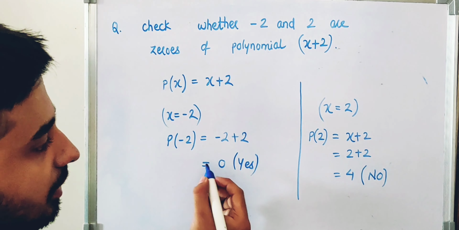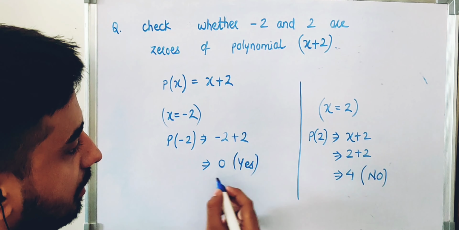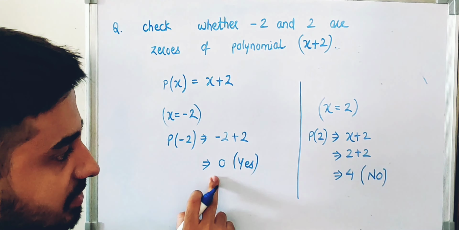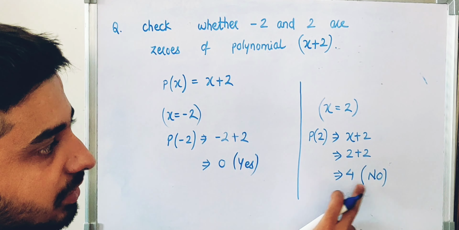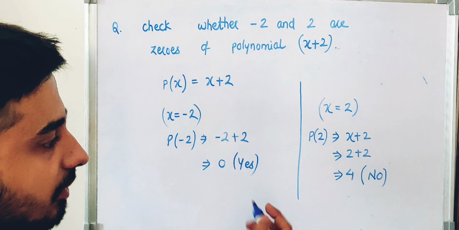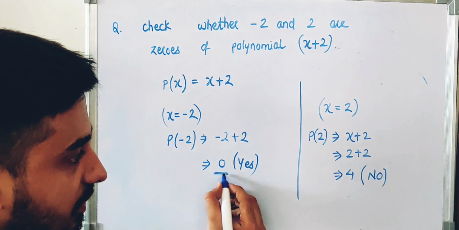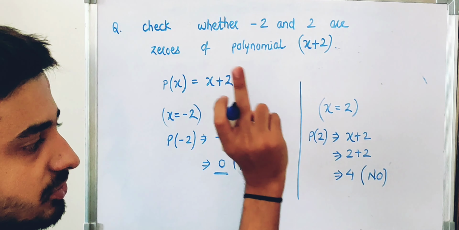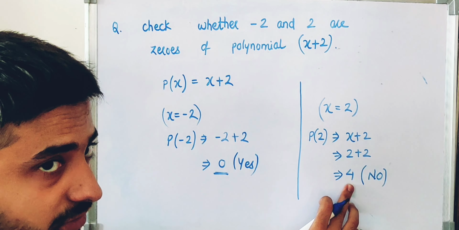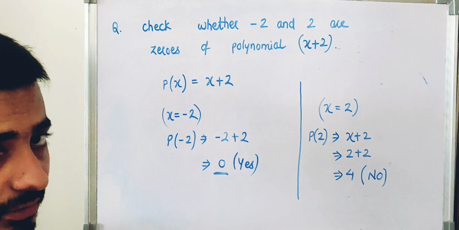Once again I am repeating, the value which gives the answer 0 is a zero of a polynomial. The value which doesn't give the answer 0 will not be a zero of a polynomial. Therefore we write here yes and we write here no. The answer is coming 0, therefore it is a zero of the polynomial. -2 is a zero of the polynomial x plus 2. The answer is coming non-zero, the answer is coming 4, therefore it is not a zero of the polynomial. Clear?